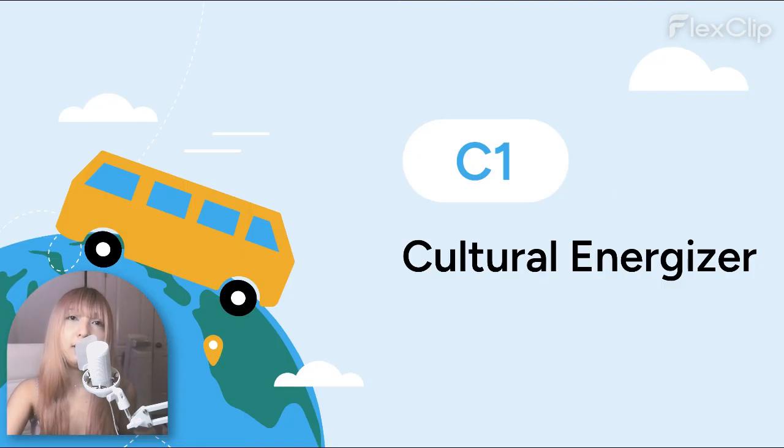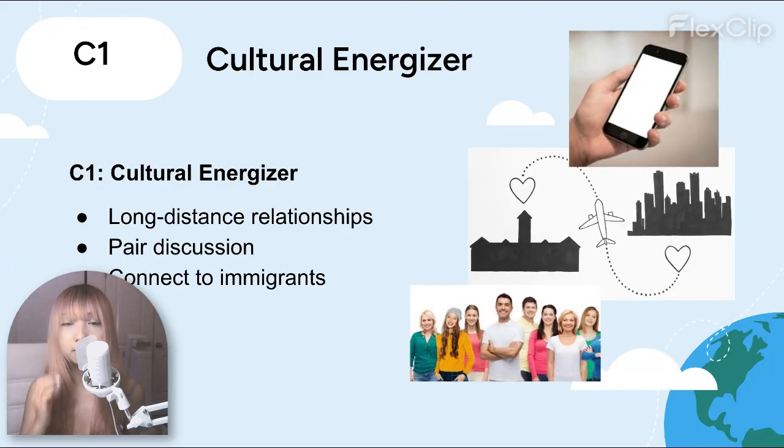C1 Cultural Energizer. I will begin the lesson with a cultural energizer where students will reflect on their own long distance relationships. They will discuss how to stay connected and the challenges that they will face and the effort that is required. I use this strategy intentionally to activate prior knowledge and make the topic personally meaningful so students can better understand their own experiences to the idea of transnational relationships in immigrant communities.